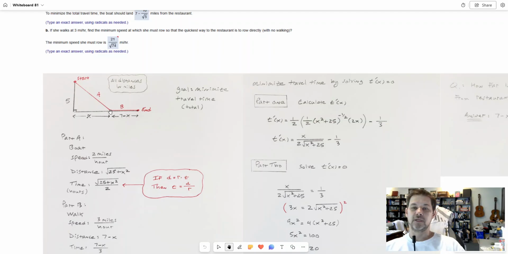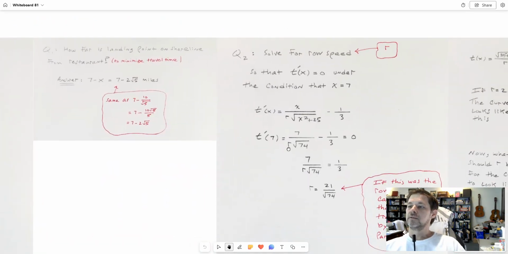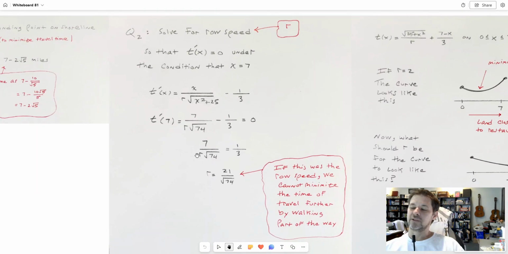But it could be that if I row fast enough, walking becomes unnecessary. All right, so think about it like that. So let's do this. Here now, this I think is kind of a subtle thing. I'll try to explain what we're getting at in that second question. But I'll say it like this. So say the row speed is, we don't know. We're trying to figure out what the row speed is so that walking is unnecessary. Okay. So I'll say solve for the row speed R.